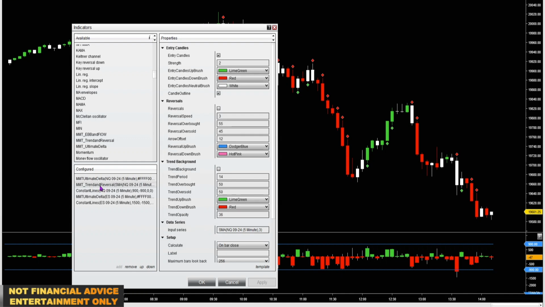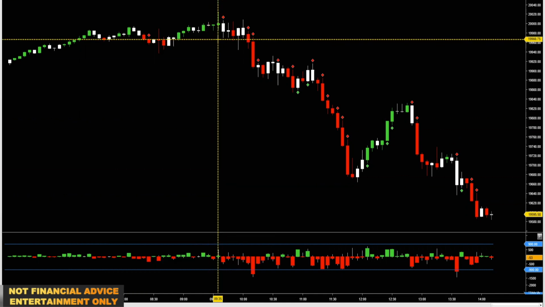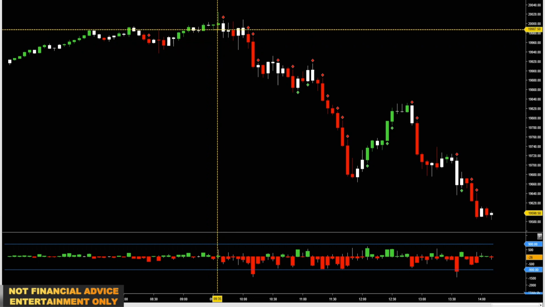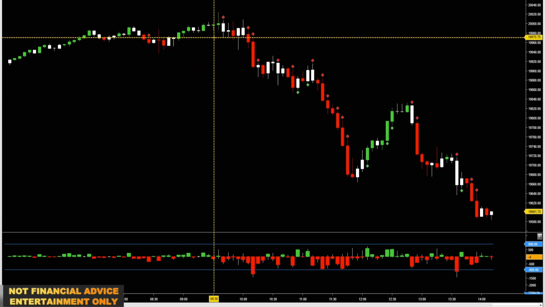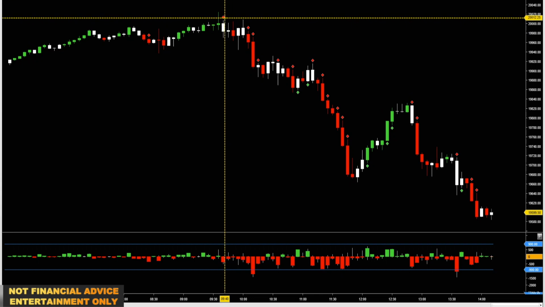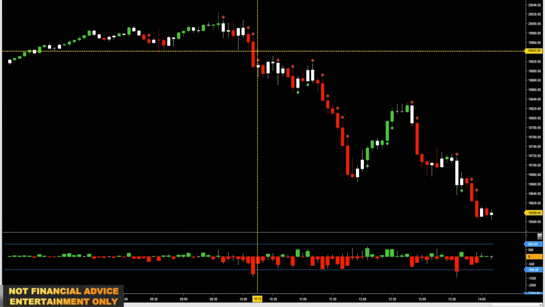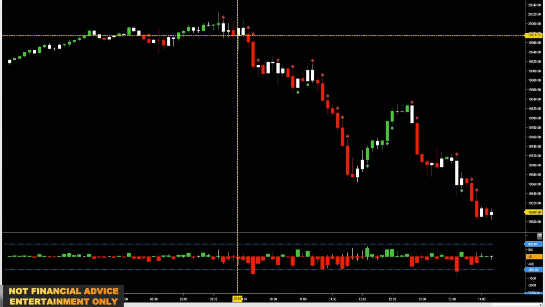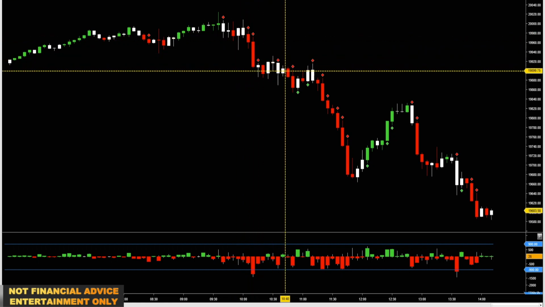I've also got the MMT trend and reversal on this chart, only printing the entry candles, nothing else, no reversals, no background. Got a strength of 2, and my input series for the candles is an SMA with a period of 3. This is today's price action. Here's the first candle of the New York Open. No delta signals. Then you see we're only getting delta diamonds to the downside. Also only getting red candles or neutral candles after that.